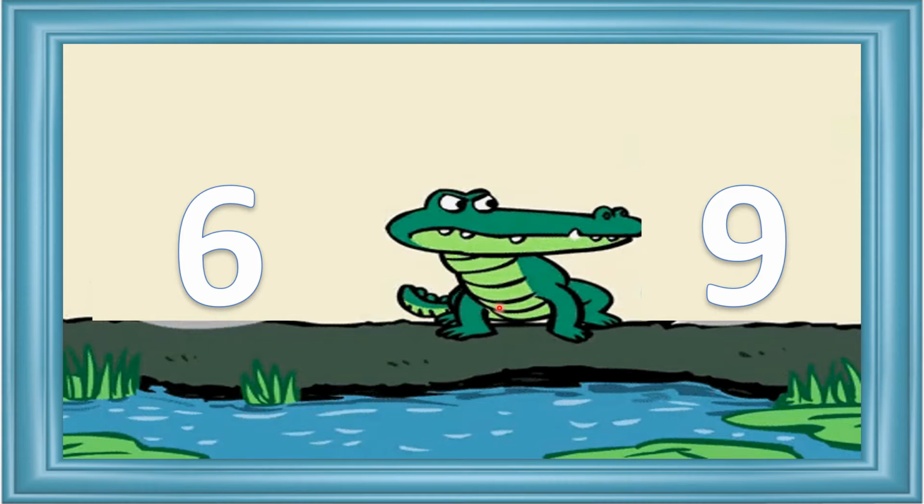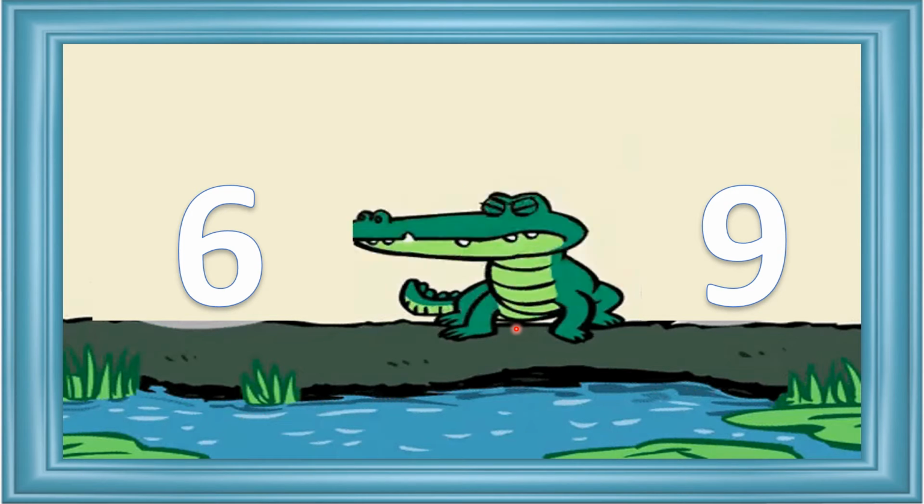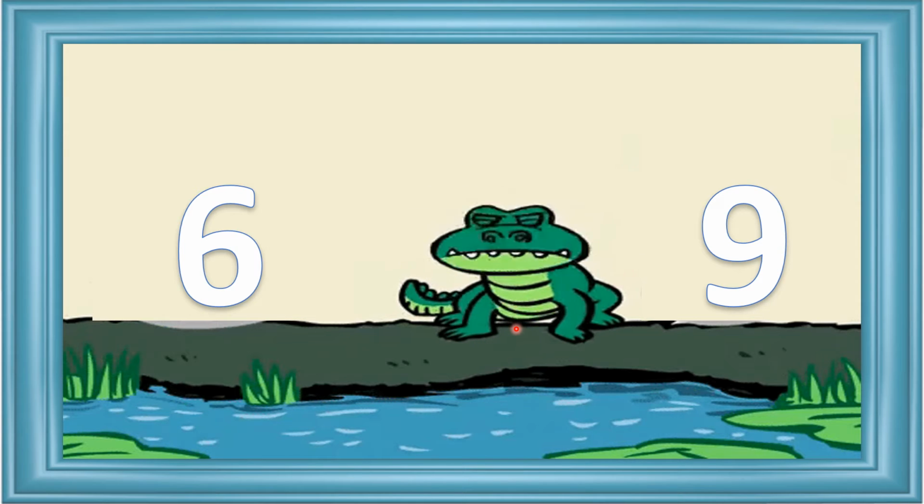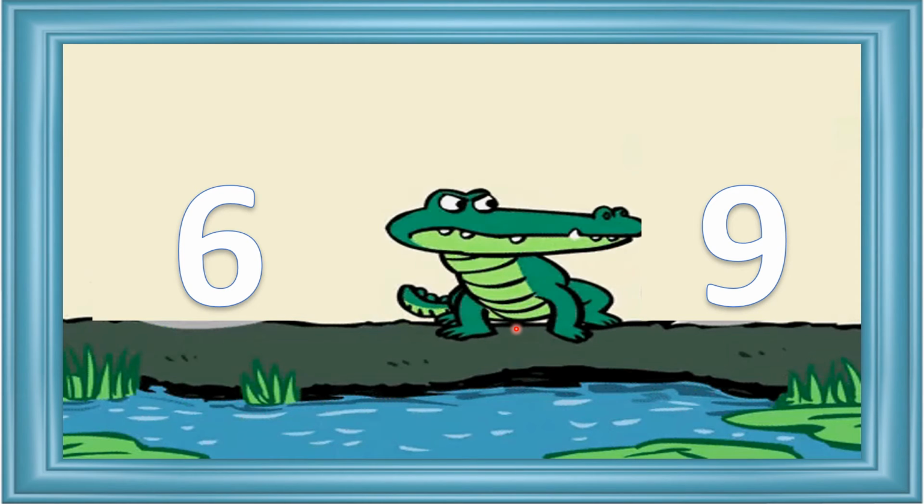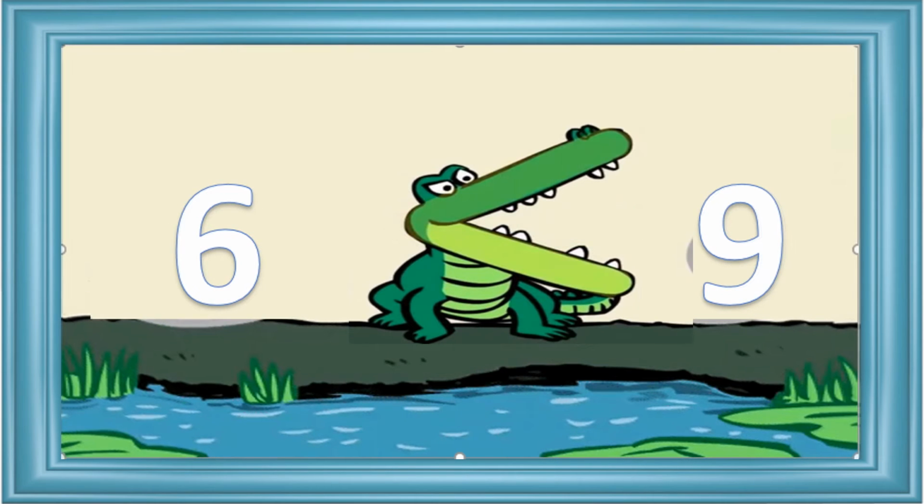Again, we can see a crocodile and we can see two numbers, that is 6 and 9. Now, let us see what it will do. We know that it is hungry and it opens its mouth towards the larger number, the greater number. Yes. Here the crocodile opened its mouth towards 9.